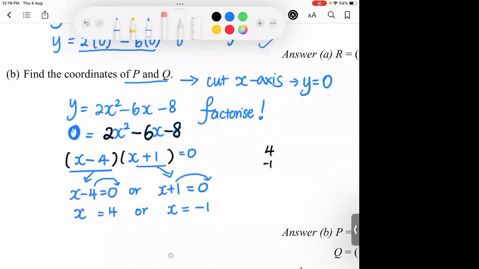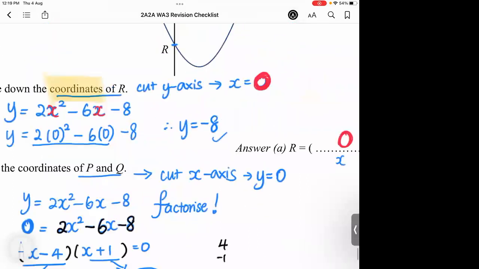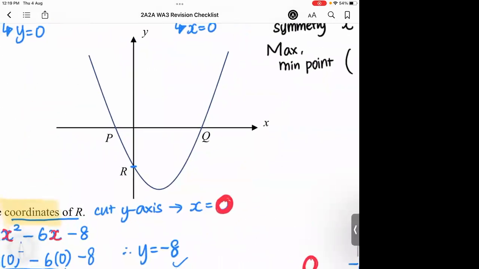Okay, so now we have 2 points. We have got 2 numbers. One is 4, one is -1. Let's look at our graph for P and Q. 4 and -1. P and Q. 4 and -1. Which one is P? P is which one? 4 or -1? P.